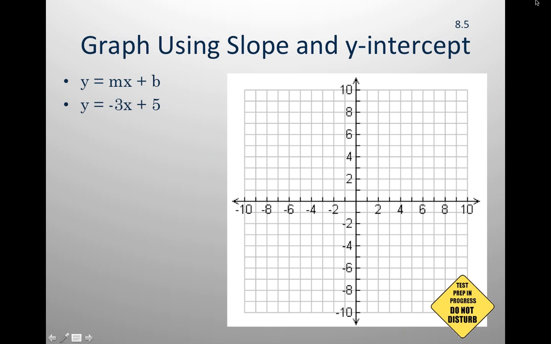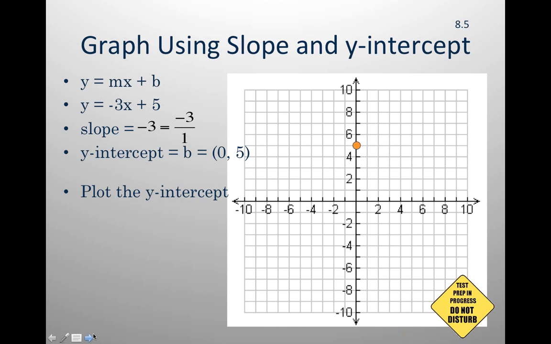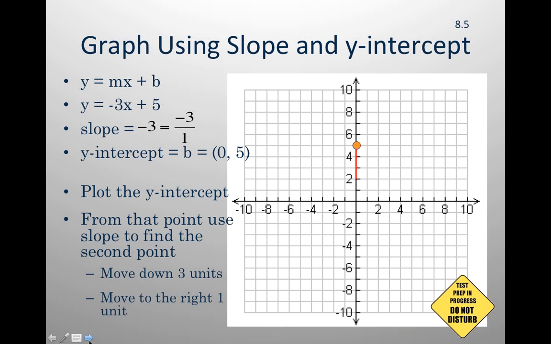Here's another problem. We have negative 3x plus 5. So our y-intercept is going to be 5, and our slope will be negative 3 over 1. So we'll start at (0, 5) on our graph, and then we'll go down 3 and over 1. And now we have our next point. From here, we'll simply connect the dots, and that'll form a straight line.